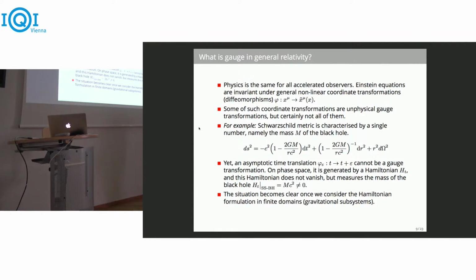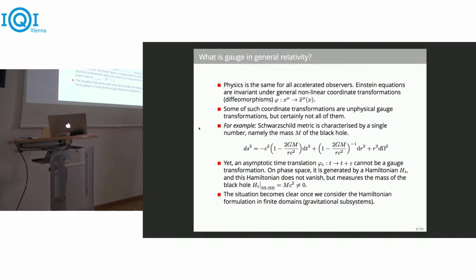Consider, for instance, the Schwarzschild metric to make things concrete. So here you have the line element of a black hole space-time with vanishing angular momentum. t is the time coordinate, r and omega are the radial and angular coordinates. Consider now the following change of coordinates. You simply shift the time coordinate forward. Is this a gauge transformation?